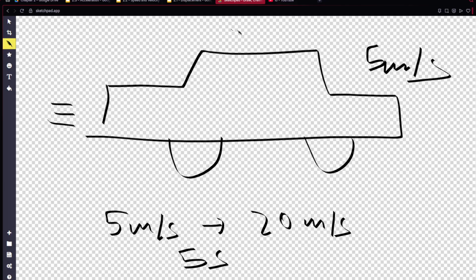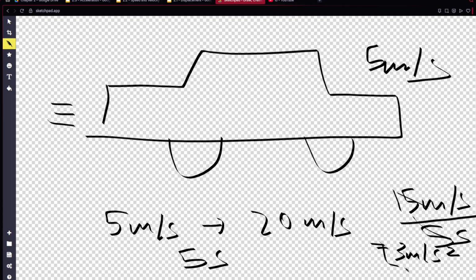Let's do the math. It changed 15 meters per second per 5 seconds. And if we use dimensional analysis, we get 3 meters per second squared. So the acceleration will be 3 meters per second squared. Sounds a little bit strange, right? Second squared. Do we plug the time into here? No, that's just the unit analysis.